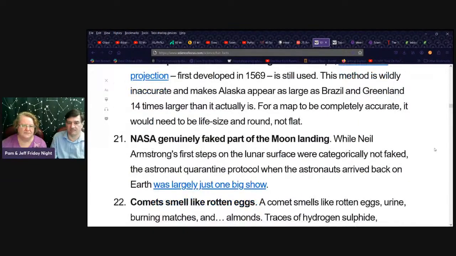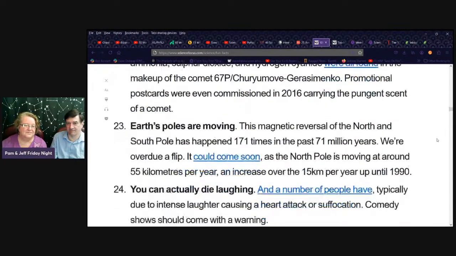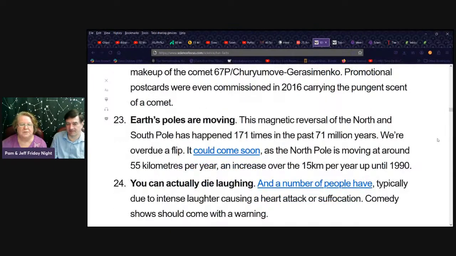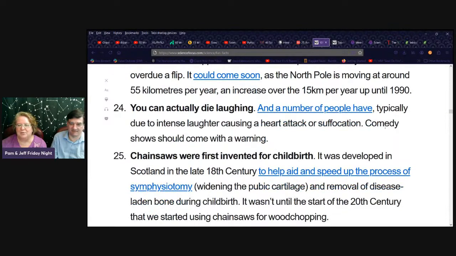Maps. Uh-oh. NASA genuinely faked part of the moon landing. Well, it was more about when they came back, this quarantine protocol. It was for show. Yep. Comets smell like rotten eggs. Yep. The poles are moving. Yep. You can actually die laughing. Yikes. Yeah, remember to breathe if you're laughing.